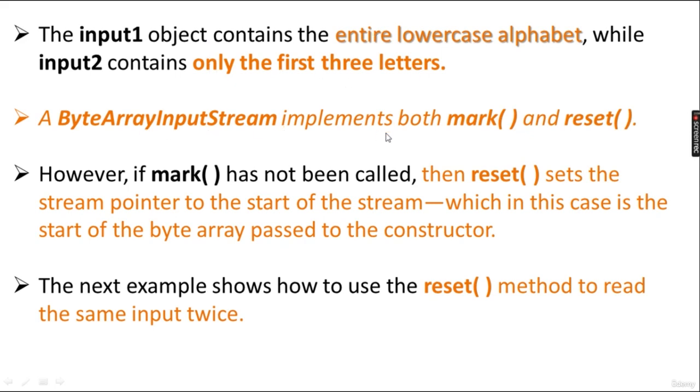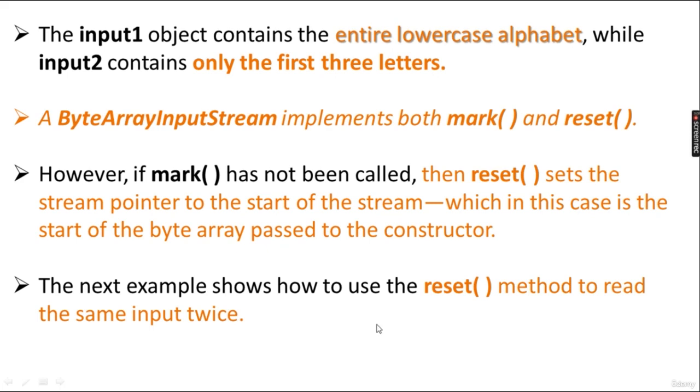ByteArrayInputStream implements both mark and reset methods. If mark has not been called, then reset sets the stream pointer to the start of the stream, which in this case is the start of the byte array passed to the constructor. So mark and reset are implemented, but if mark has not been called, then reset will set the stream pointer again to the start of the stream.